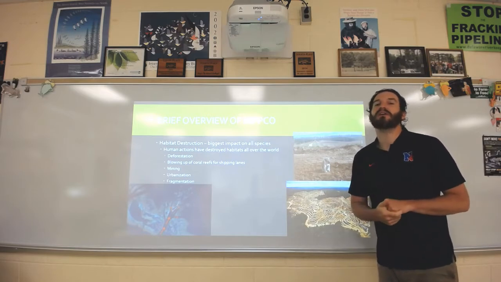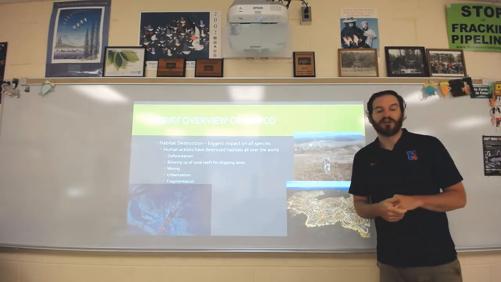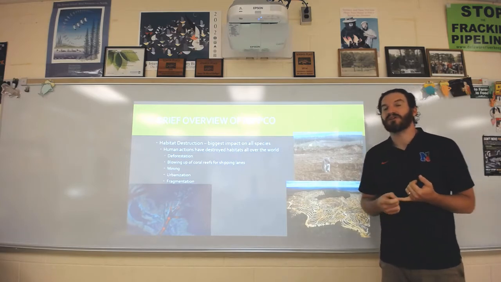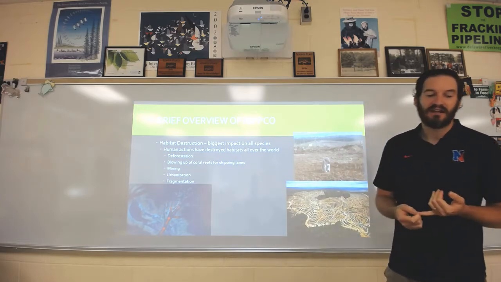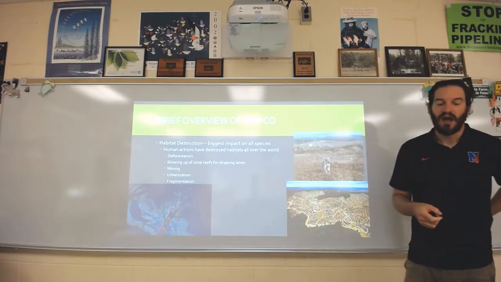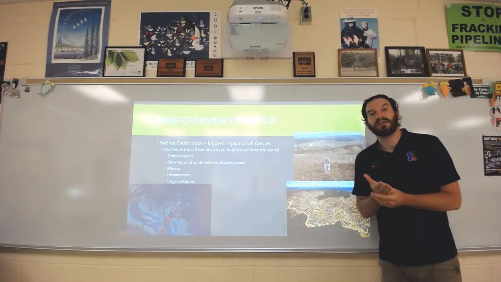So what are some of the major ways in which we are threatening biodiversity through habitat destruction? Things like deforestation. Deforestation is incredibly detrimental. Destruction of habitats, then, and also something called habitat fragmentation, which I'm going to talk about in a little bit. We destroy coral reefs, and the reason why we're destroying coral reefs is for shipping lanes.